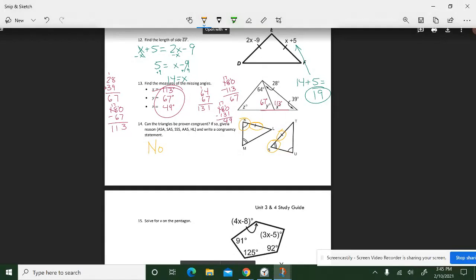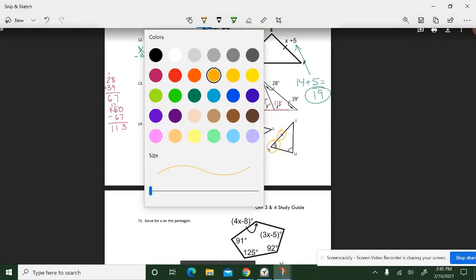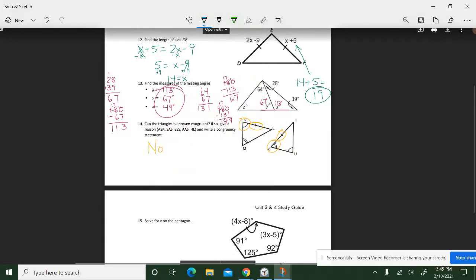All right, number 15, it says solve for x on the pentagon. And what we need to know first is how many degrees are all the angles in a pentagon. So we need our little formula, which is s minus 2 times 180. For a pentagon, s is 5. So we're going to have 5 minus 2, because it has 5 sides, times 180. And that is equal to 3 times 180, or 540.